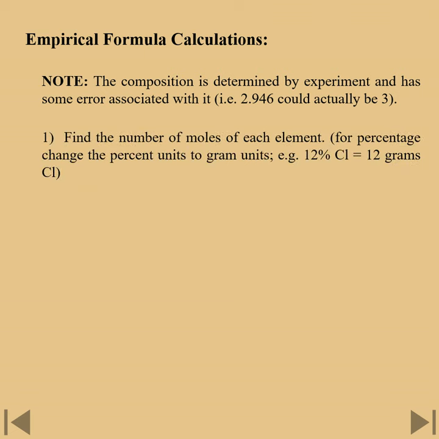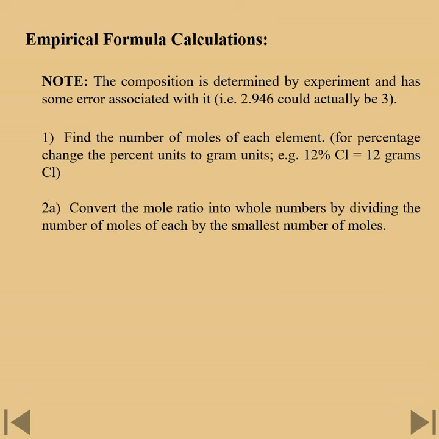Okay, so again, your first step would be to take whatever mass you're given and convert it into moles, because the mole is actually a number, and so we want that number ratio. So the mole ratio is going to give us that number ratio we're after. I want to point out that if you're given a percent, then just simply turn that percent number into grams. So if you're given 12% chlorine, well, then just use 12 grams of chlorine.